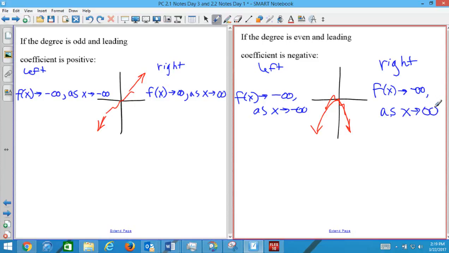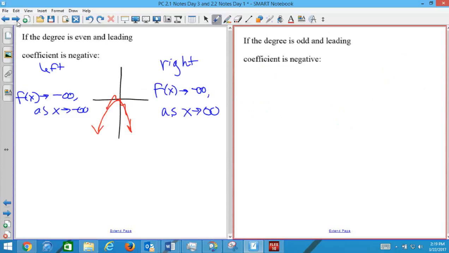The second part of each one of these is always the same because it's always left or right. The second part is the x's. It's always the same every single time.